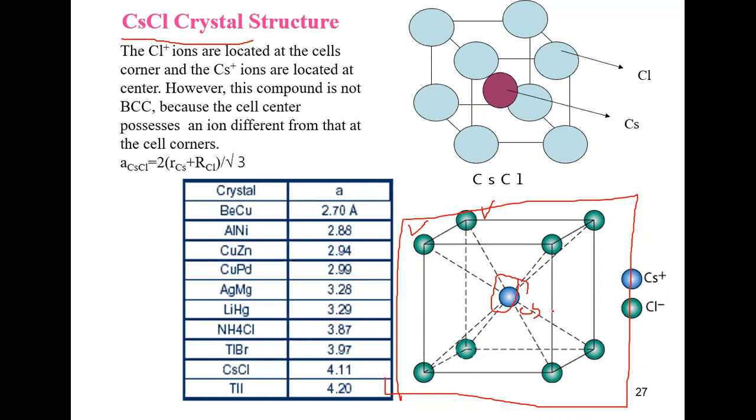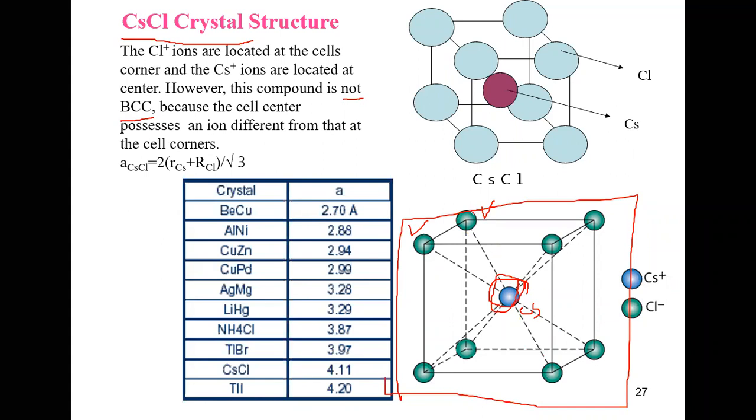body-centered cubic, but this is wrong. This is not BCC. Why is this not BCC? Because the body-center atom is not the same as the corner atoms. It would be BCC if the body-center atom and corner atoms were the same atom. So this is not body-centered cubic.